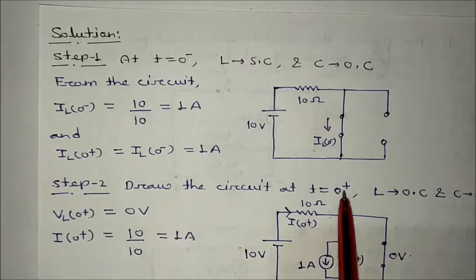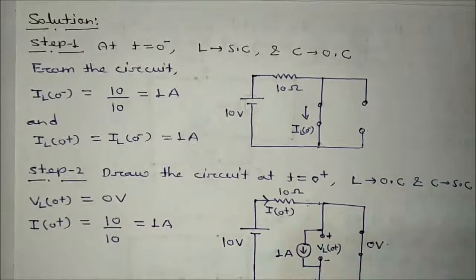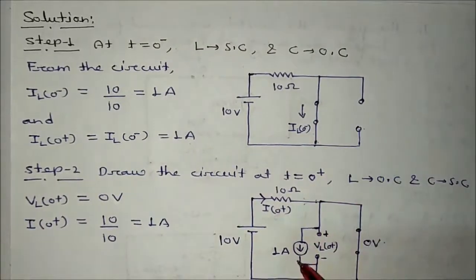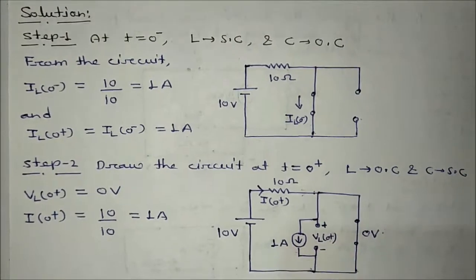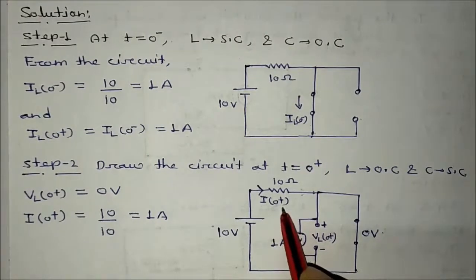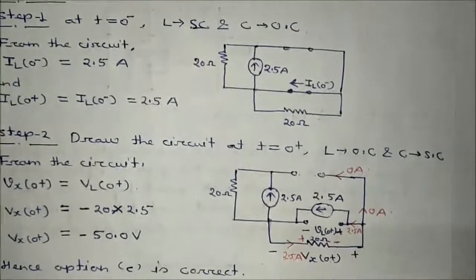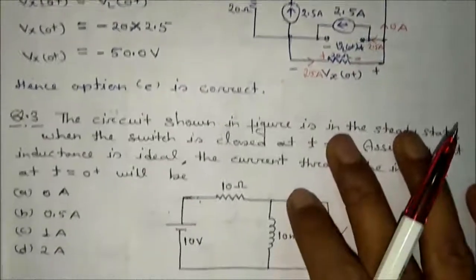Now drawing the circuit at t equal to 0 plus, L will be open circuited, C will be short circuited. This inductance will be replaced with a current source, and since L has been open circuited, this will be VL(0 plus), and this will be 1 ampere. You can see here this current will be 1 ampere. Is it okay? So it is asking about the inductor current.